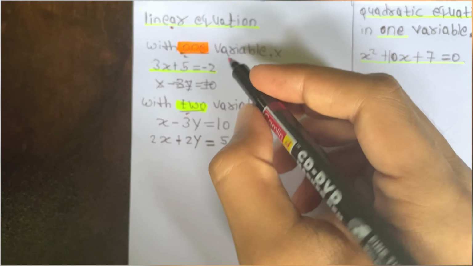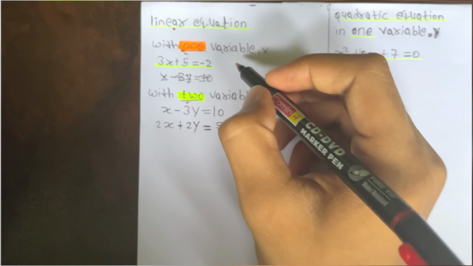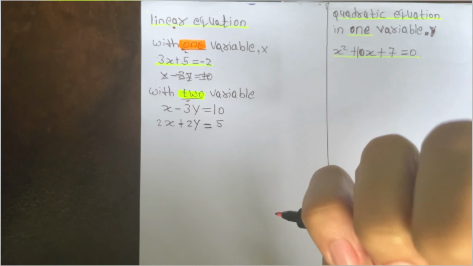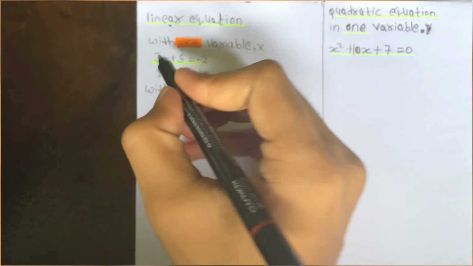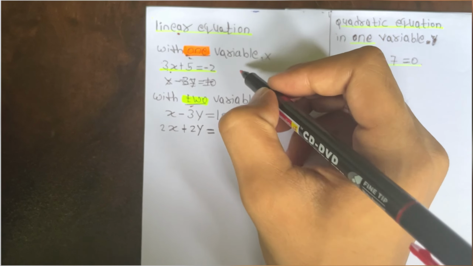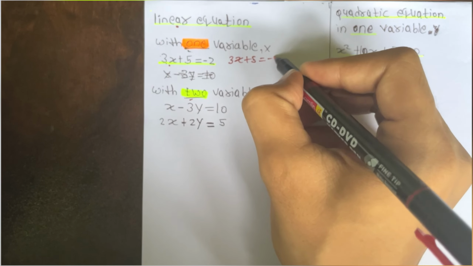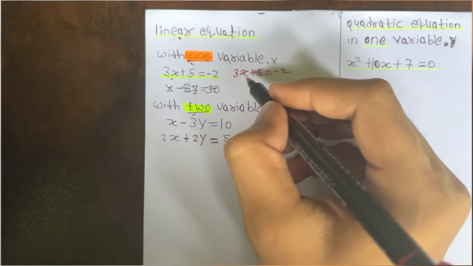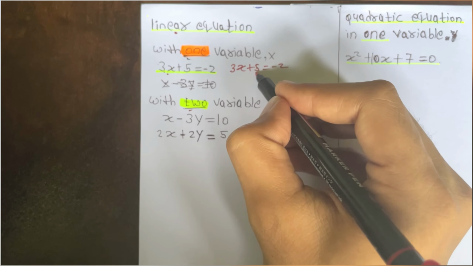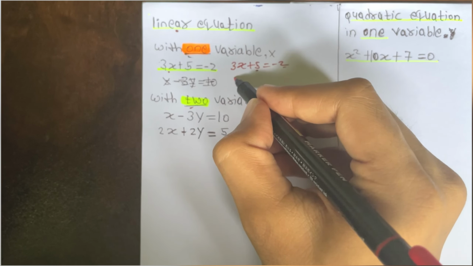We are going to learn linear equation with one variable. Consider this equation: 3x plus 5 equals minus 2. Here the variable is one, so 3x plus 5 is equal to minus 2. Okay, so how will we solve this? This is a number, we will shift this number to that side.